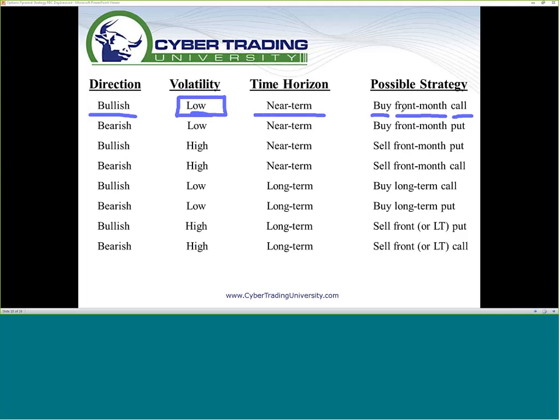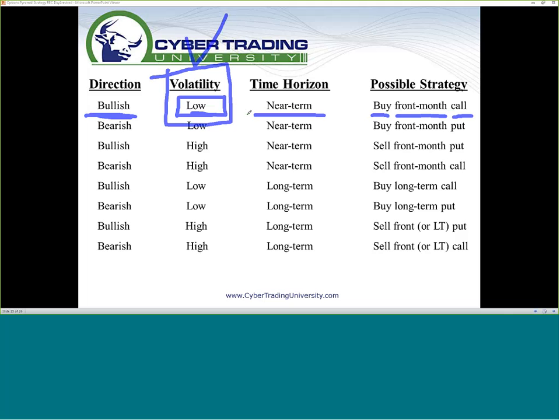Does everybody see how that works? If we think the stock is going to go up, we can either buy a call or we can sell a put. Well, which do we do? Vega, or volatility, helps answer that question. If the volatility is low, we want to buy options, calls or puts. If the volatility is high, we want to sell options. So in this case, we're bullish, which means we either want to buy a call or sell a put. Well, which one should we do? The volatility is low, buy a call.